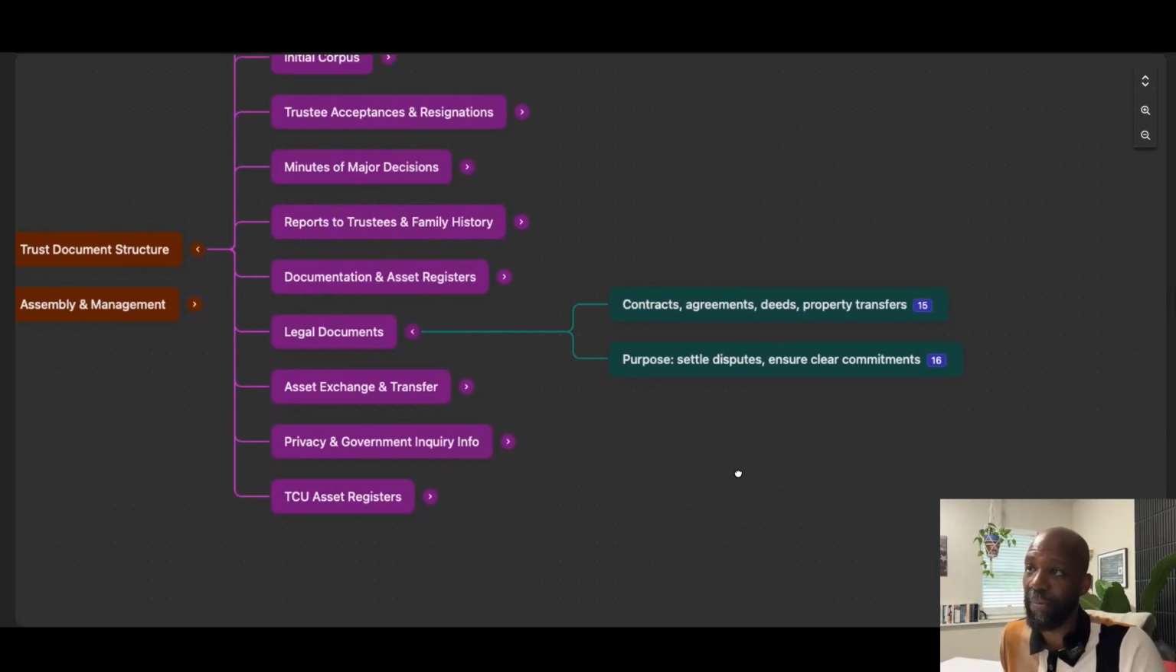Legal documents, right? We can't avoid legal documents: contracts, agreements, deeds, property transfers. All these things are legal documents, but you didn't have to go anywhere to get them. You created them yourself. That's the beauty of this. Everything is internal. You handle it internally. This is a private trust. This is your business, how you want to operate and how you want to move.